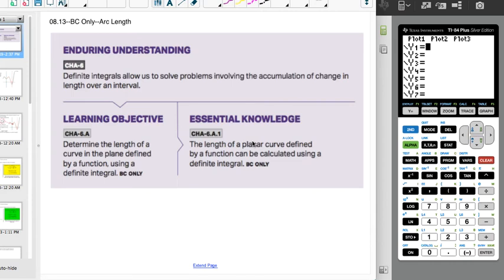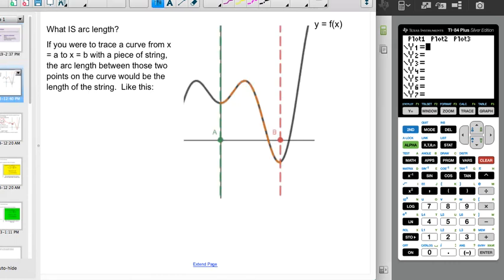All right, this is AP BC Calculus. This is a BC only video. We are doing Unit 8, Section 13, which is the last section in Unit 8, and it's arc length. So let's go ahead and get started. So what is arc length?